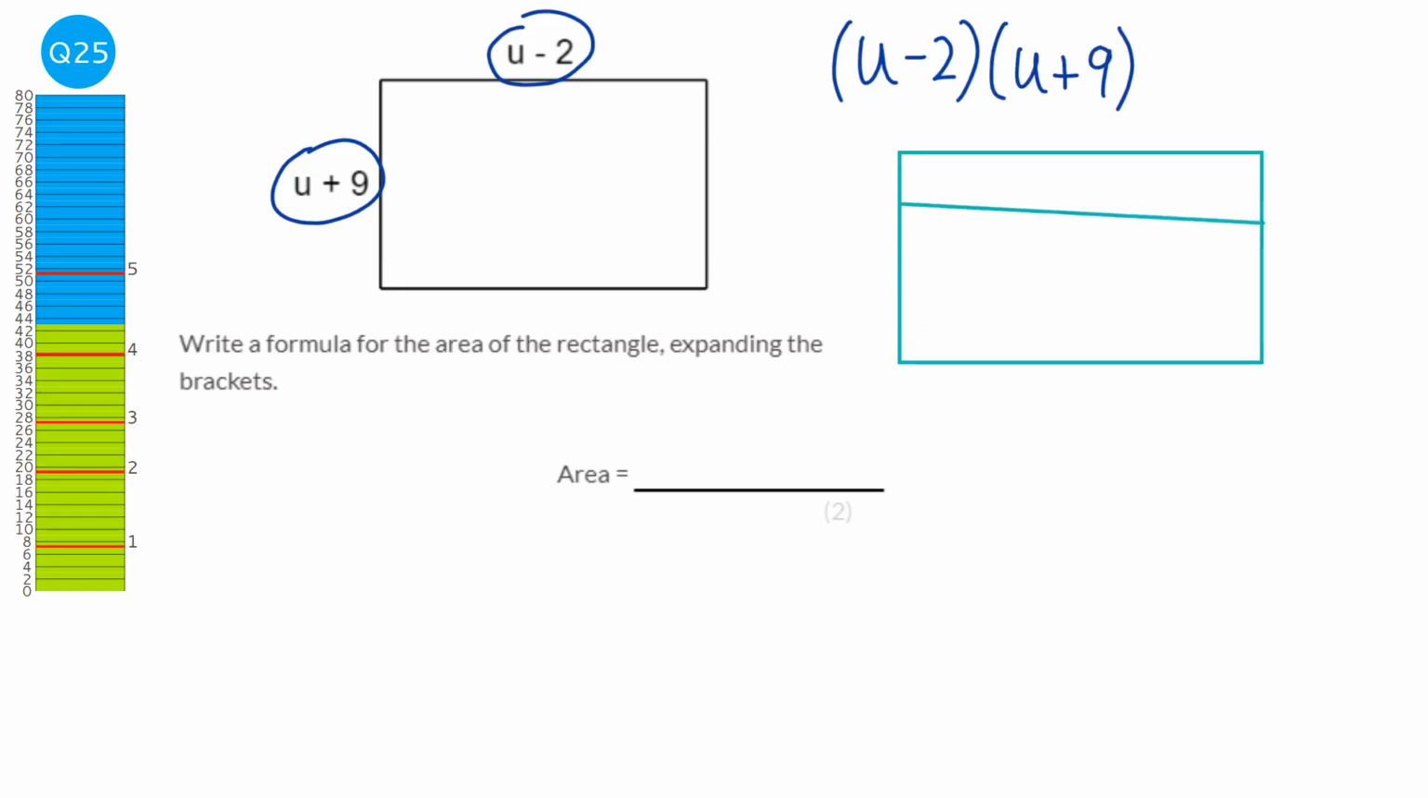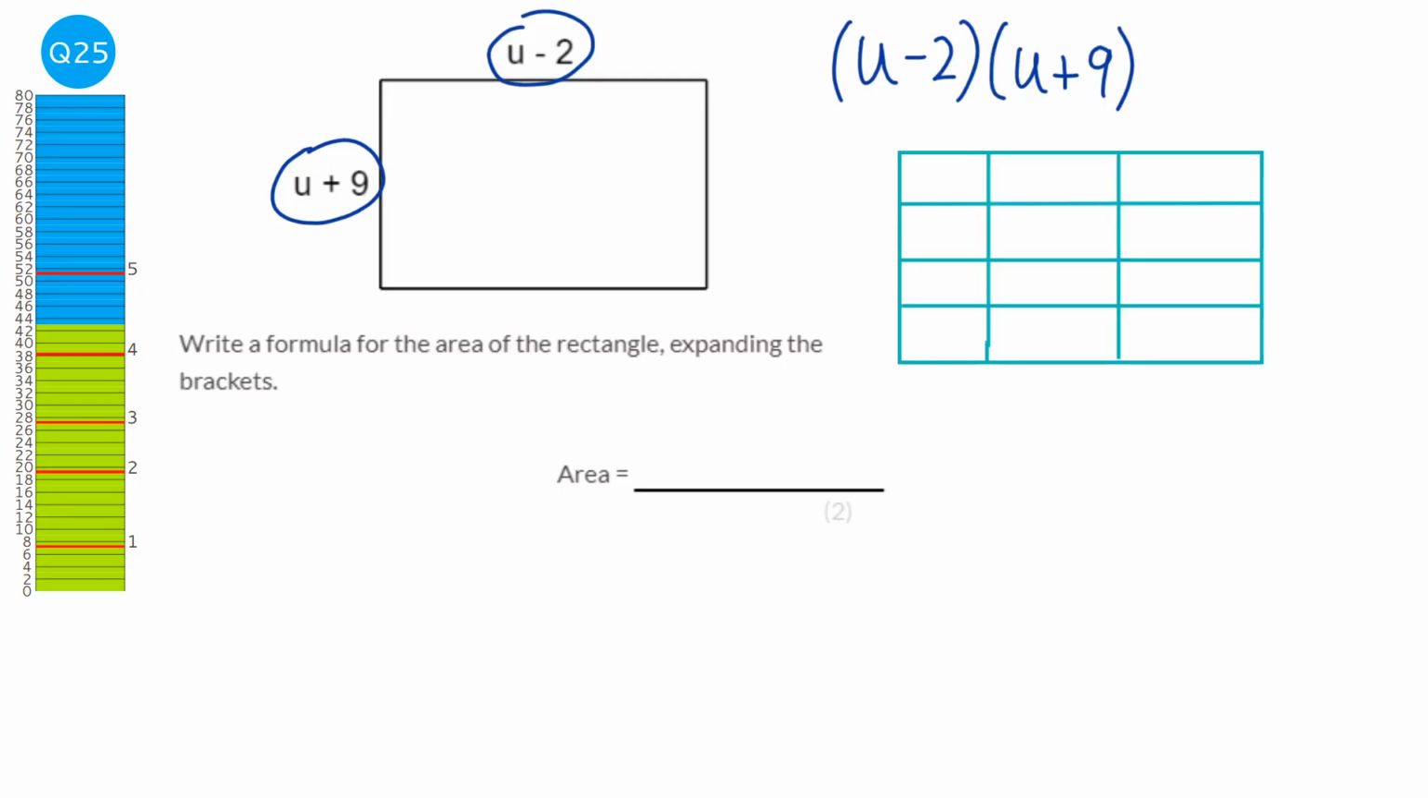Just going to draw out the grid. And so we've got u minus 2, and we're multiplying it by u plus 9. Don't want too many for some reason. And so we've got u times u, which is u squared, u times minus 2, which is minus 2u, 9 times u, which is 9u, and 9 times minus 2, which is minus 18.